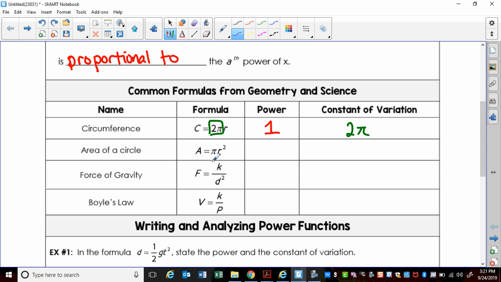The area formula is A equals pi r squared. The power for the area formula is 2. Okay? And the constant of variation is the number in front of the r, which is pi.